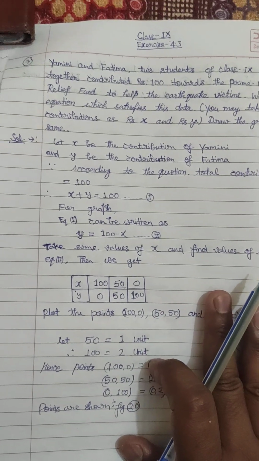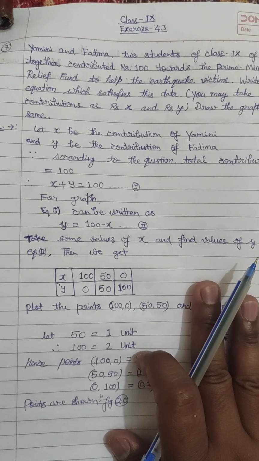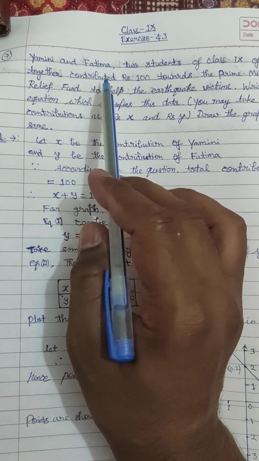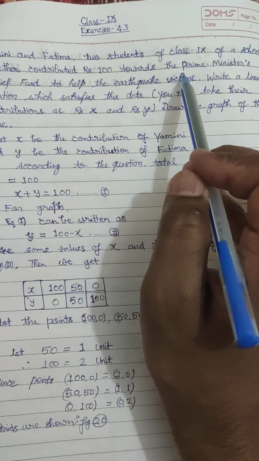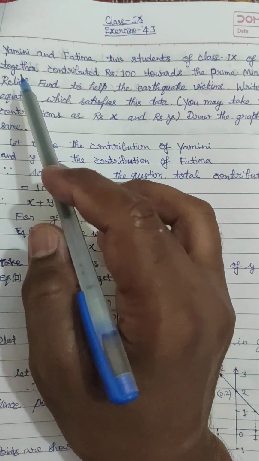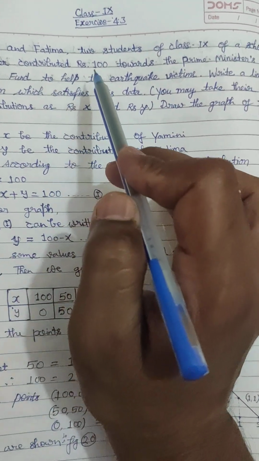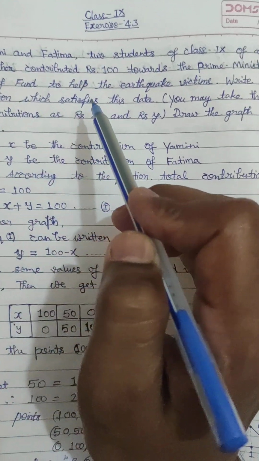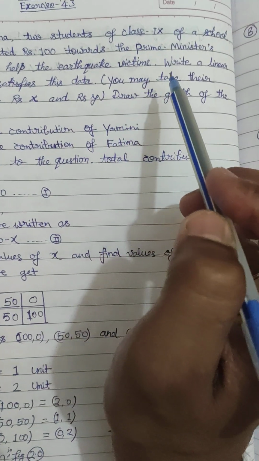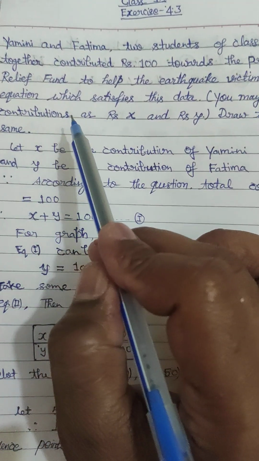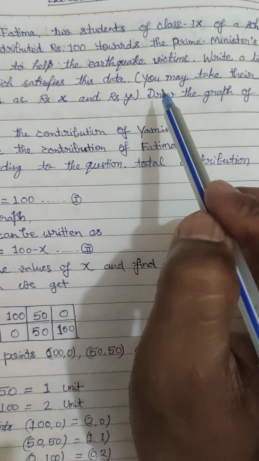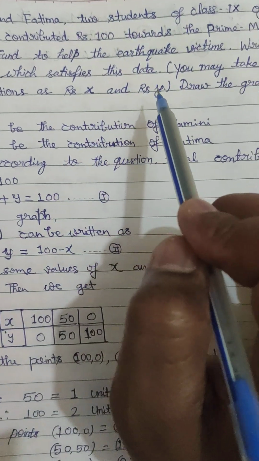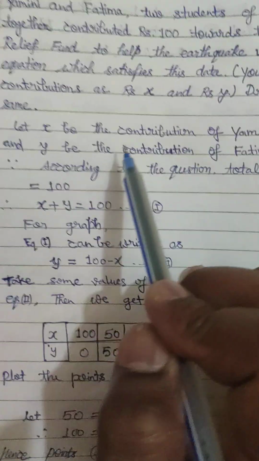In front of you, I will teach about class 9th math exercise 4.3. Question number 7. Yamni and Fatima, two students of class 9th of a school, together contributed rupees 100 toward the Prime Minister's relief fund to help the earthquake victims. Write a linear equation which satisfies this data. You may take their contribution as rupees x and rupees y. Draw the graph of the same.